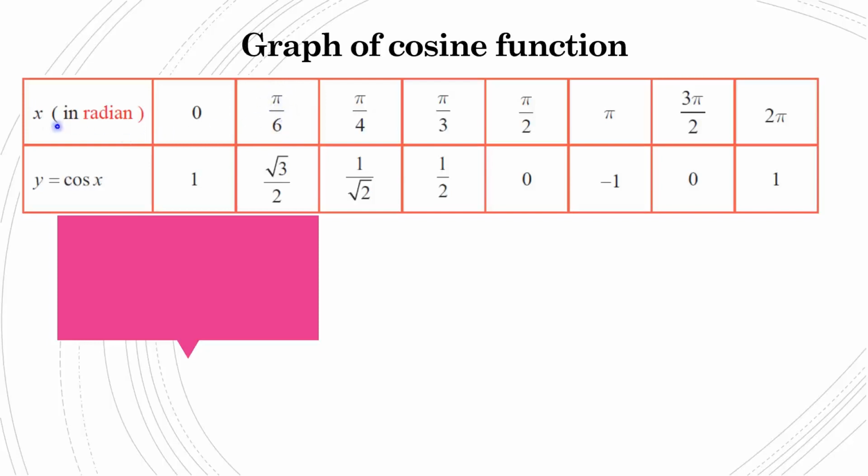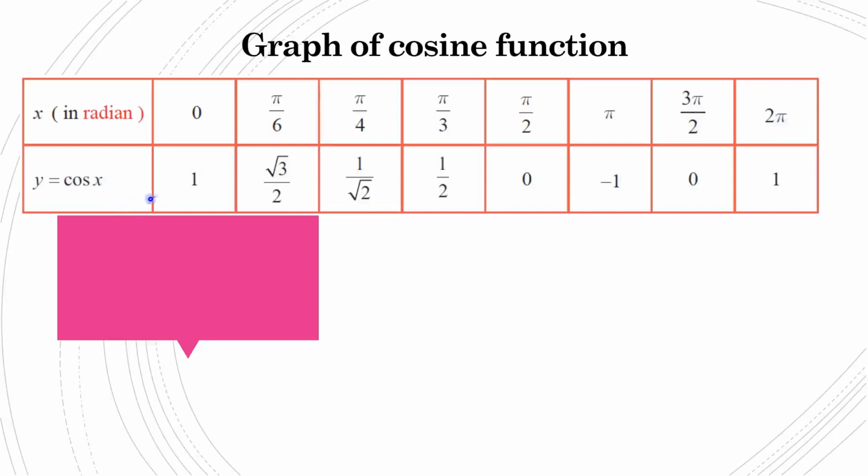Since we are studying higher secondary, how to consider that in radians. That is 0 is nothing but 0 degree, pi by 6 is nothing but 30 degree, pi by 4 is nothing but 45 degree, pi by 3 is 60 degree, pi by 2 means 90 degree. That is 90 degree is written as pi by 2 in radian. Pi means 180 degree. 3 pi by 2 means 270 degree. 2 pi means 360 degree.